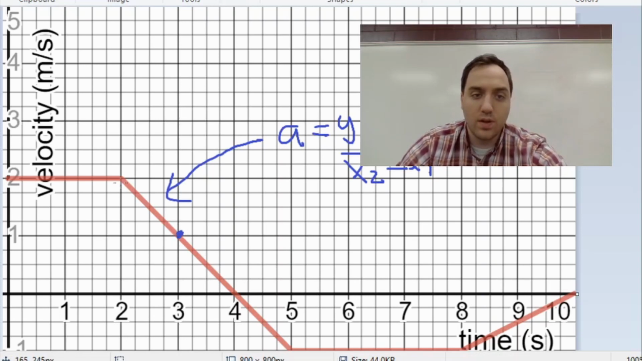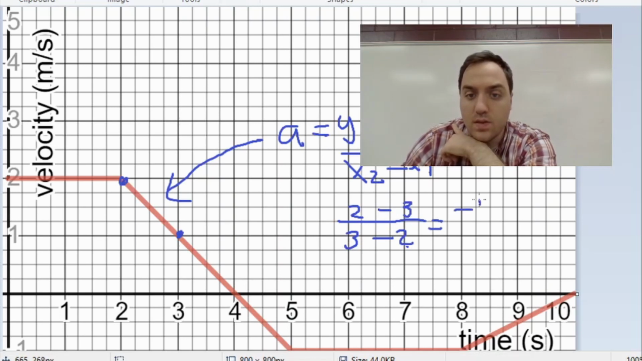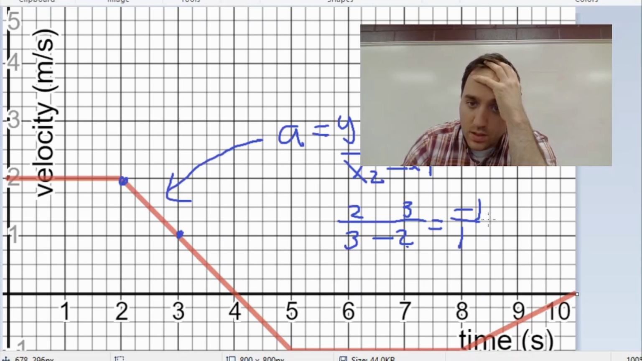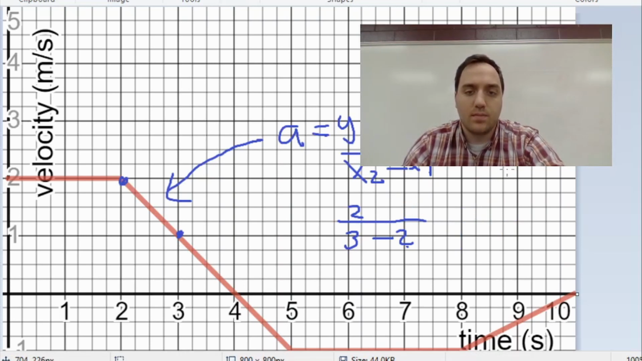We can use any 2 points that touch the grid in here. I could even use the endpoints, but I'm just going to use these two. 3 and 2, and 2, 3, which gives us negative 1 over 1, which is negative 1 meter per second squared. Simple and easy. Okay? So understanding these graphs is fairly easy.